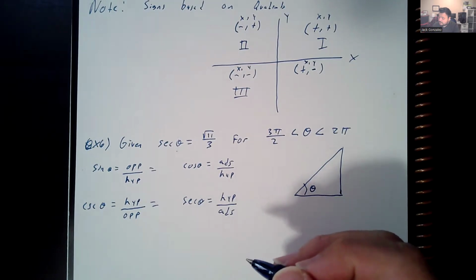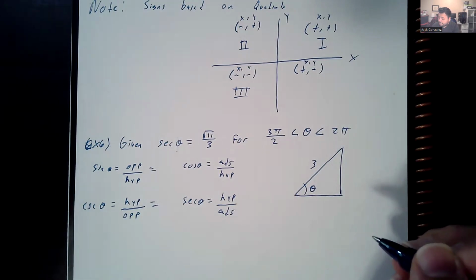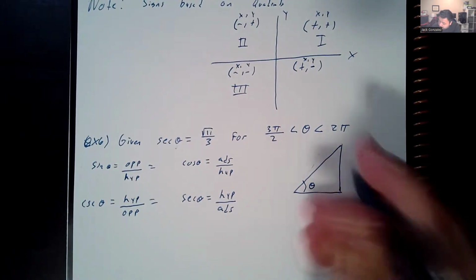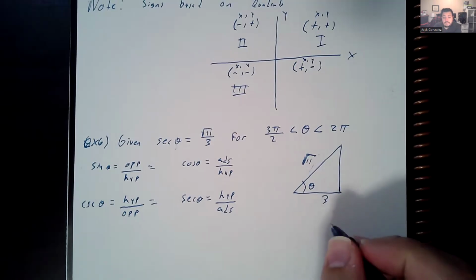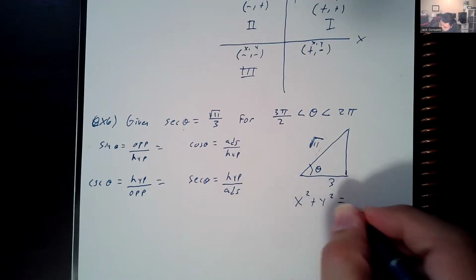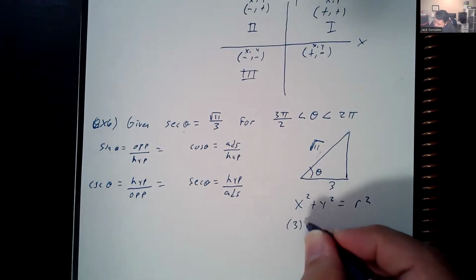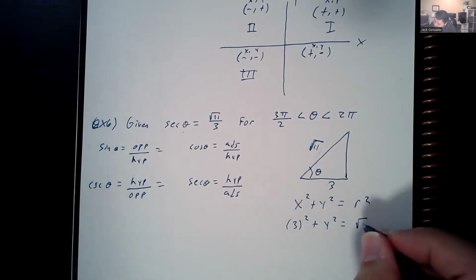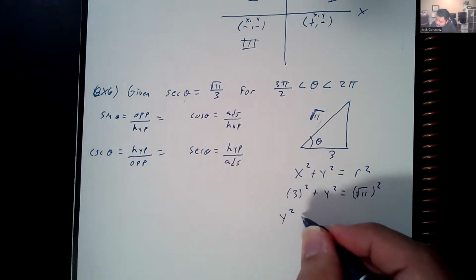So hypotenuse is going to be 3. Adjacent is going to be, oops, no, that's not right. Hypotenuse is square root 11, adjacent is 3. So we've got to find opposite. Remember, x squared plus y squared equals r squared. We have x, which is positive. We need to find y. We have r.